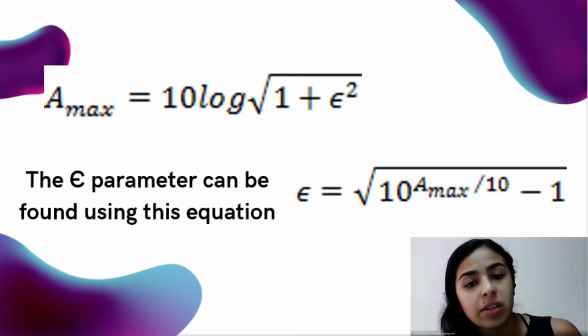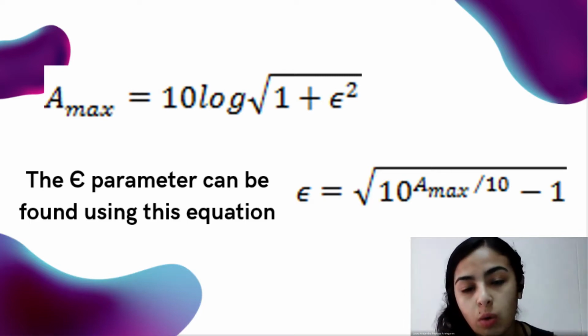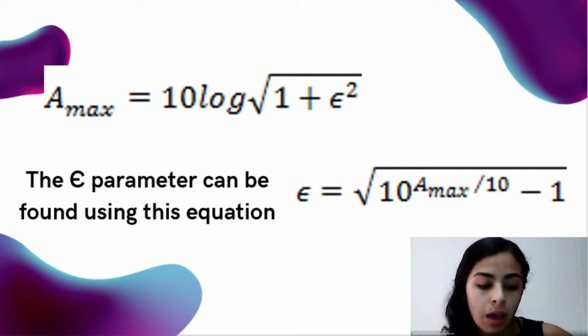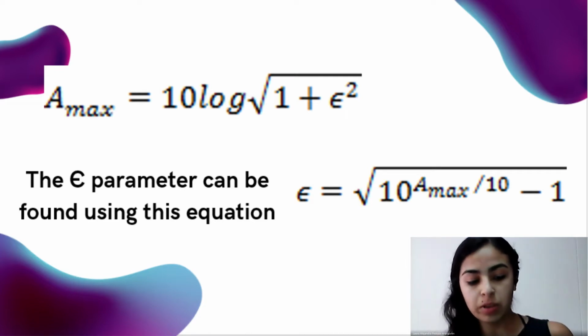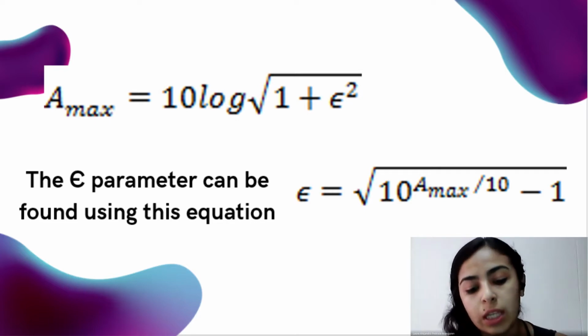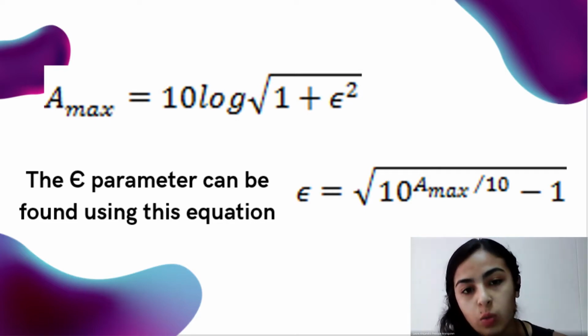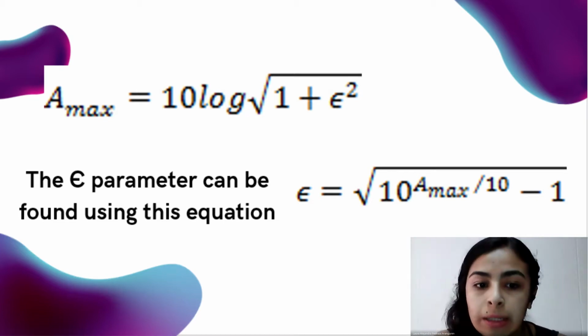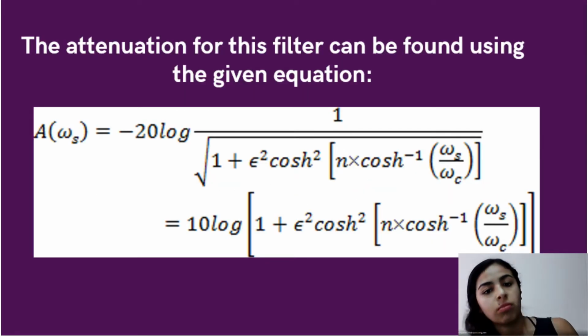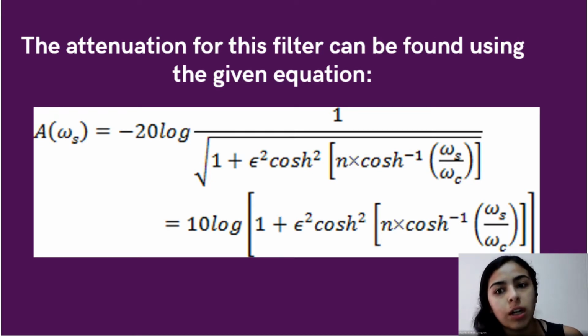The epsilon parameter determines the passband ripple according to the equation of A max, and the e parameter determines the edge of the passband width in accordance with the equation. Can you see now? The attenuation achieved by the Chebyshev filter at the stop point w equal to ws is found using the equation. Can you see the A of the ws?